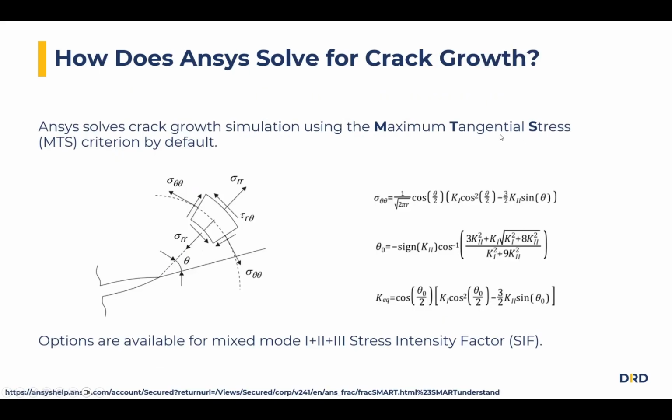Now, how does Ansys solve crack growth simulations? Ansys by default solves crack growth simulations by using the maximum tangential stress criterion, and basically this is a way that Ansys calculates stress in front of the crack. It calculates the angle of that maximum stress to determine the growth direction of the crack, and then determines the stress intensity factor, K, which is then compared to the material data that you provide to determine if the crack will grow or not.